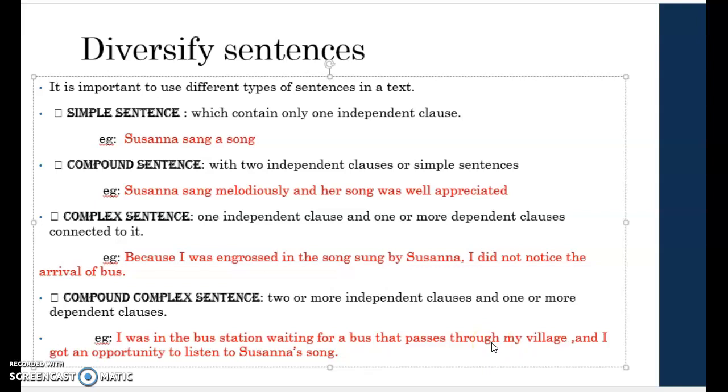I think I have explained independent and dependent clauses clearly. So for this particular sentence, please analyze and find which is the dependent clause and which is the independent clause. In a compound complex sentence, there will be two or more independent clauses and one or more dependent clauses. In a complex sentence, there will be one independent clause and one or more dependent clauses. In a compound sentence, there will be two independent clauses, and in a simple sentence there will be one independent clause.